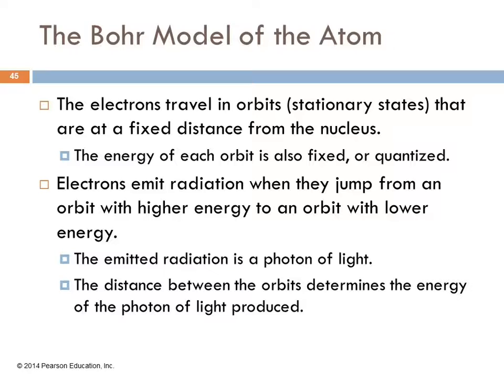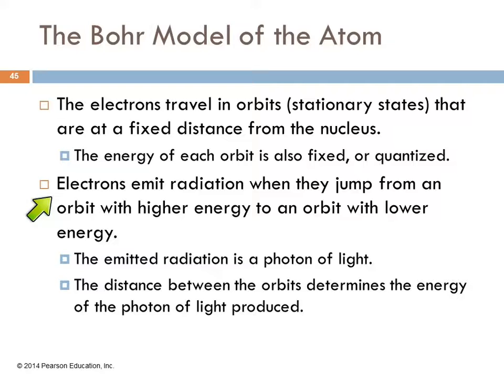In Bohr's model, it resembles the solar system, in which the electrons are traveling in orbits, stationary states, at a fixed distance from the nucleus. So you think about, the Earth orbits the sun, right? And we're in this particular orbit, and our orbit doesn't change. We're not going to get into astronomy. Basically, we have a fixed orbit. The electrons travel in orbits that are at a fixed distance. You can be X distance from the nucleus, or you can be Y distance from the nucleus, but nothing in between. They're quantized.